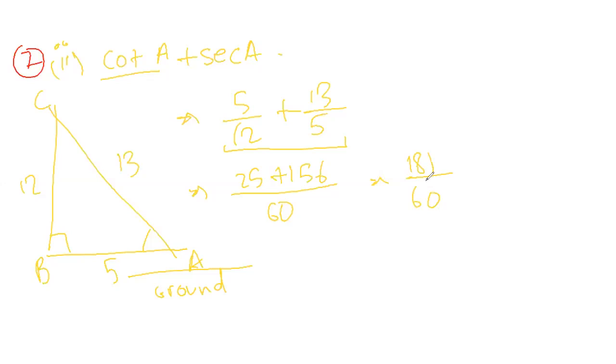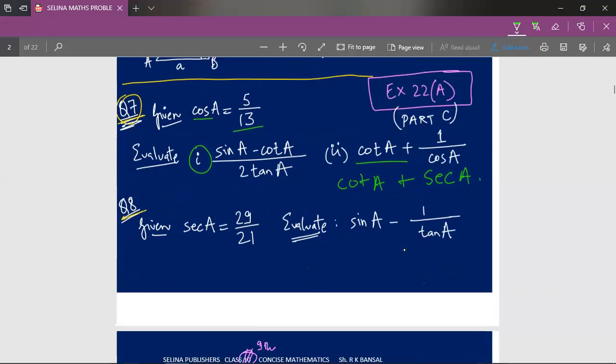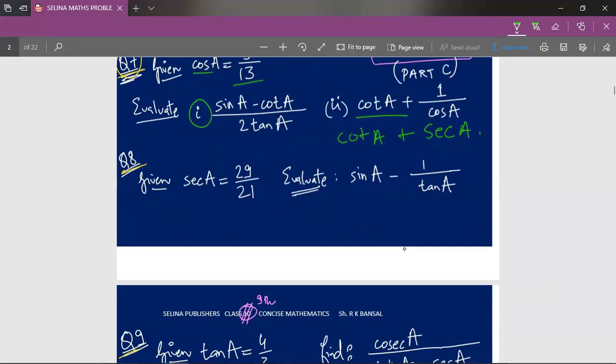No units required. Okay. So we'll move on to our eighth question. Our eighth question states: given. So what does given basically mean? Given means that from the question, they'll give you a value, and accordingly you have to apply it to certain calculations to find the options it has asked you to calculate. So secant A is equal to 29 by 21. Now, accordingly, with this information, we are to find sin A minus tan A.